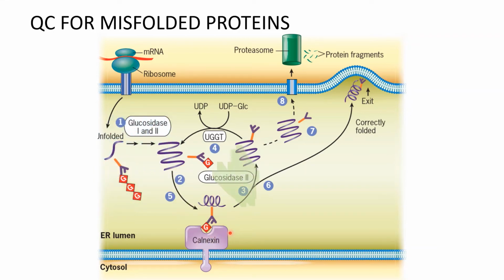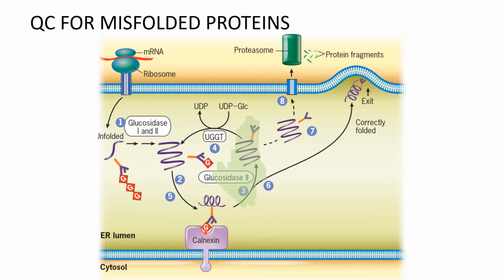If it has folded properly, then it's going to be sent onward. But when it's not folded properly, it's going to be sent back into the cycle so that another enzyme, UGGT, can add this glucose back into that polypeptide. Okay, because calnexin is going to remove the glucose.